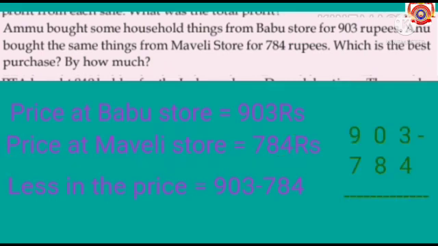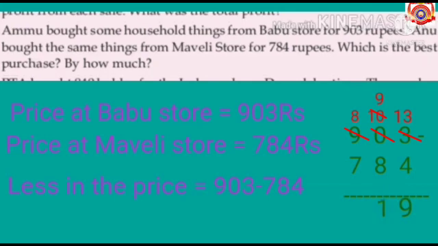You know, we can't subtract 4 from 3. So we have to borrow from the tens place. In the tens place there is also 0. So we have to borrow from the 100 place. Then 0 becomes 10 and 9 becomes 8. Then again borrow 1 from 10. Then 3 becomes 13 and 10 becomes 9. 13 minus 4, 9. 9 minus 8, 1. 8 minus 7, 1. So less in the price is 119 rupees.